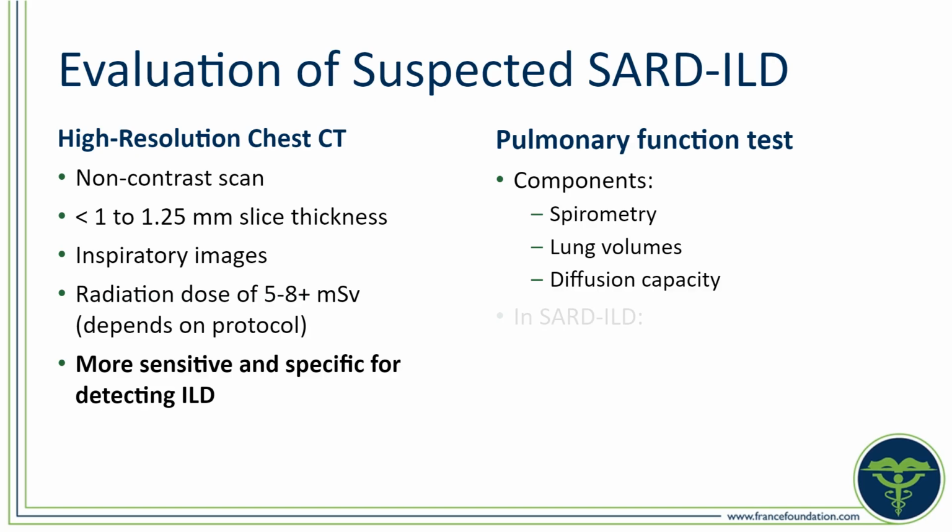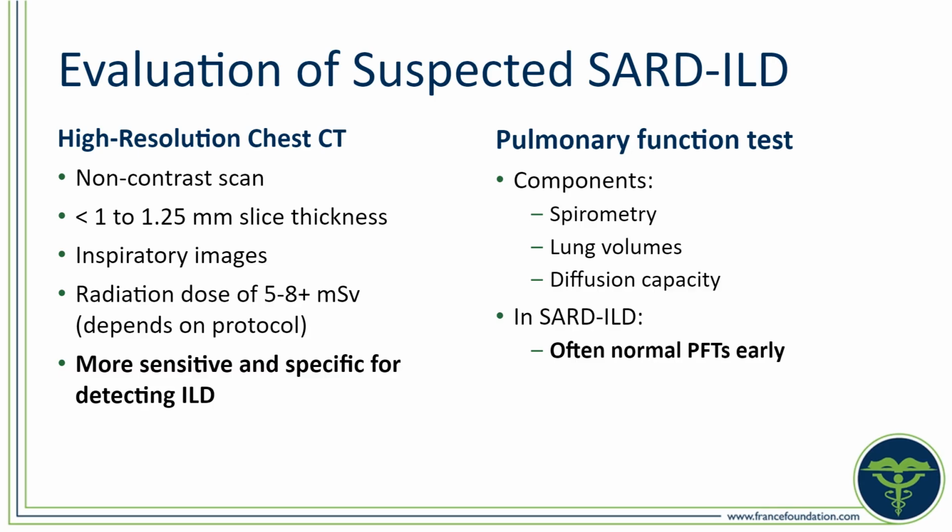In rheumatic disease-associated interstitial lung disease, often these PFTs can be normal early in the disease. So we may see that there are findings on chest CT that are suggestive of interstitial lung disease, but on pulmonary function testing, these can be normal. This is part of the reason that we recommend getting both of these tests to screen for interstitial lung disease.